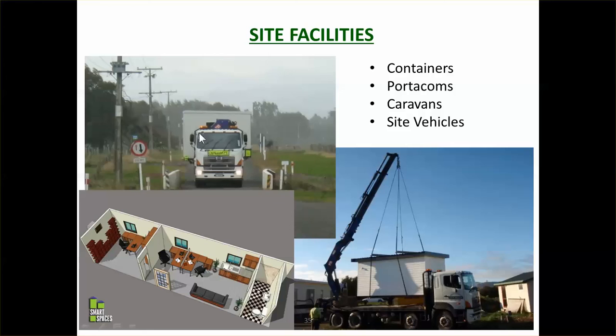So here's a picture of a portacom there on a truck. You can see that this truck is a HIAB, so it's got a crane attached to the truck, and it's just a matter of the truck driving up and plonking the building down. So you do need truck access to where the office or lunchroom's going, but it should have that anyway. And this is what one of them looks like on the inside, and you can see they're quite spacious. They can fit in quite a lot of equipment, desks and stuff like that.